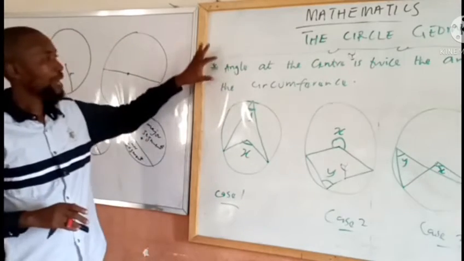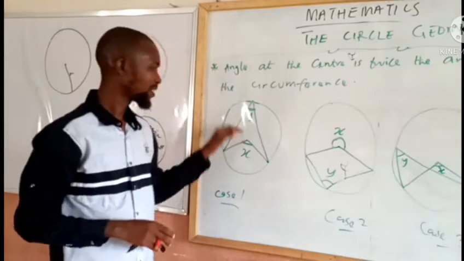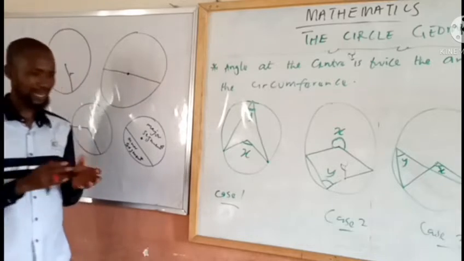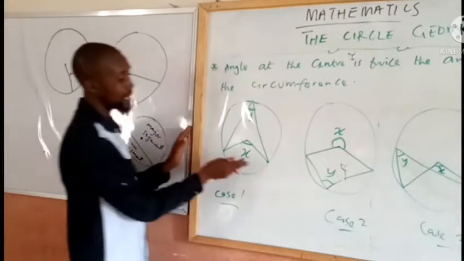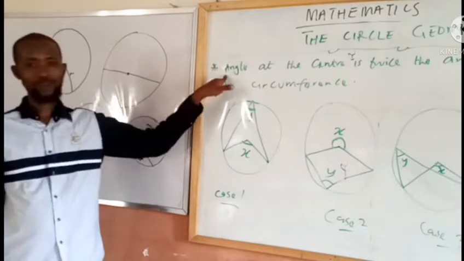And for one to apply this theorem, that is the situation when we have any of the three diagrams which we are having here. So if the diagram given to me doesn't correspond with any of these diagrams, then this is not the right theorem to apply.